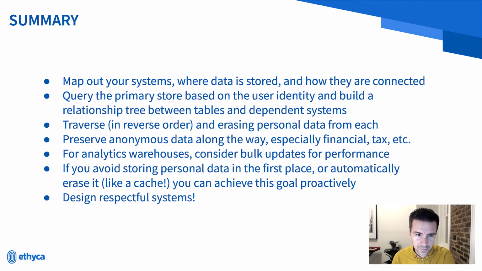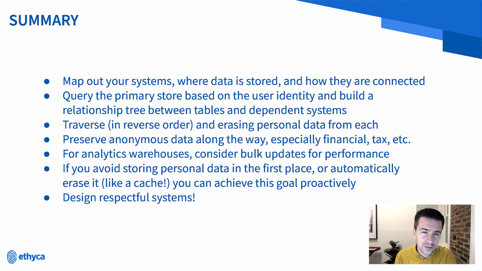So in summary, to provide users with a little respect, you're going to need to erase personal data across your systems. Start by building out that connected map of databases and where the personal data is stored. Then query the primary store to start collecting IDs and build that relationship tree across all the related systems. Traverse the tree in reverse order and delete personal data from each row, preserving anonymous data along the way where necessary for things like financial records.